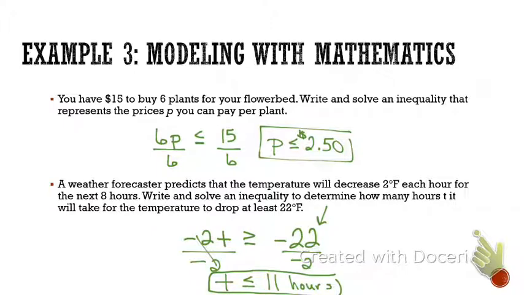So after 12 hours, it's dropped 24 degrees, which is at least 22. So I've answered this question. These are really similar to the problems that you'll have on your homework assignment. And if you understand that, that's everything you need to know for day 4.